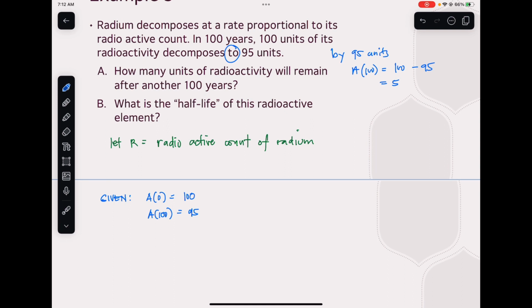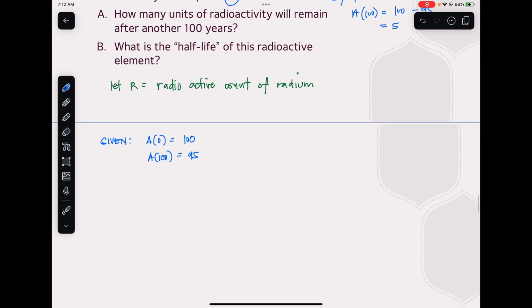So differently, when it says "to", that means it's already the radioactive count that remains. But if it says it decomposes by 95 units, then we need to subtract it from the original amount. So from 100 minus 95, that would be equivalent to 5. But in this case, it's "to", so therefore we follow 95 units.